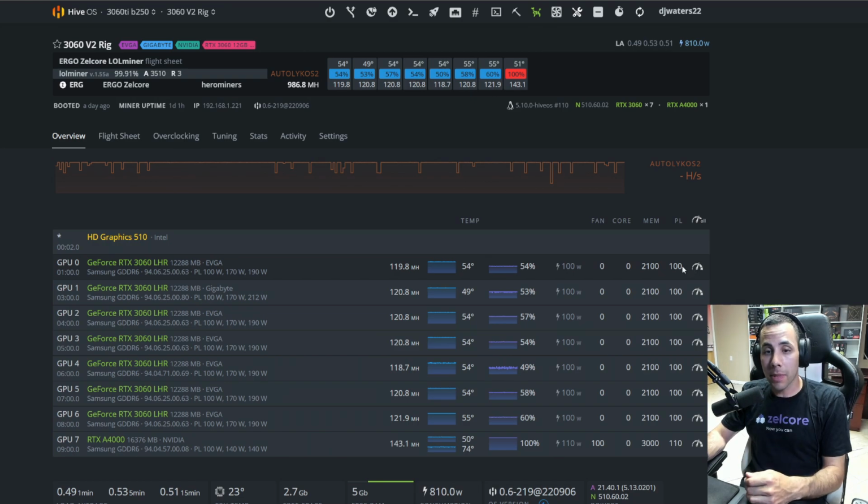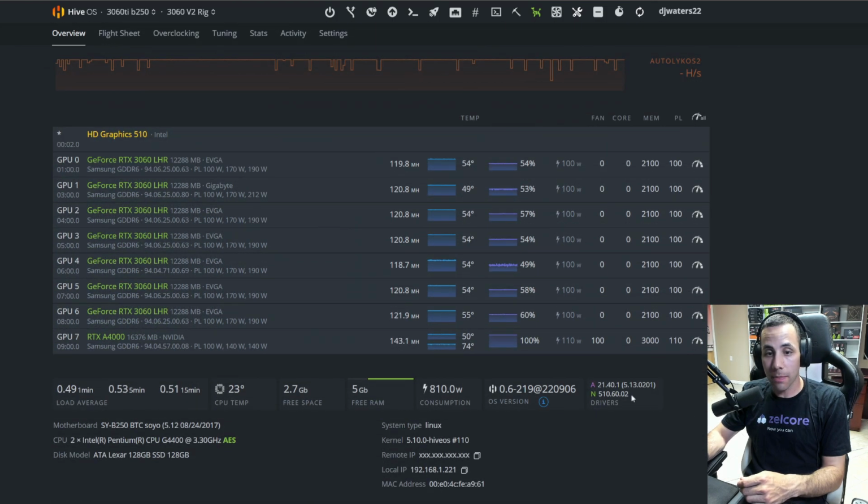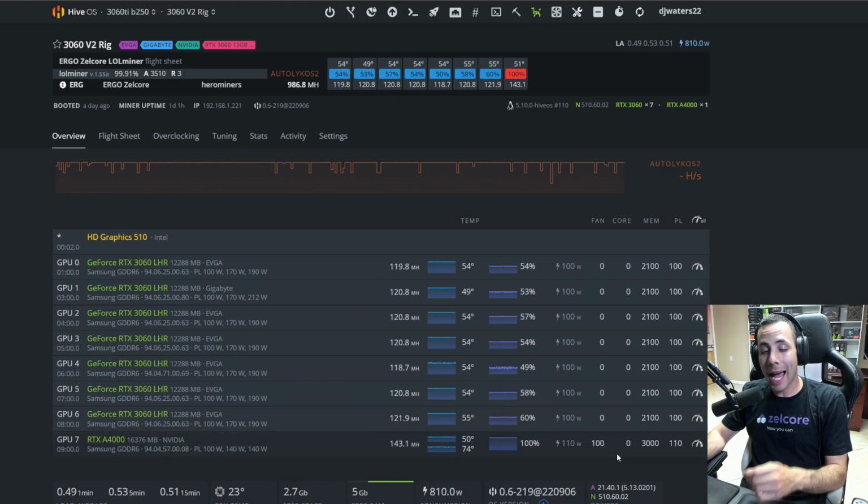But the most important thing for me, this is very efficient. 100 on the power limit. It doesn't get much better than that. The version for this is 510.60.02.